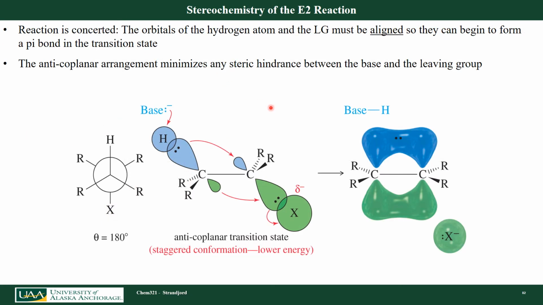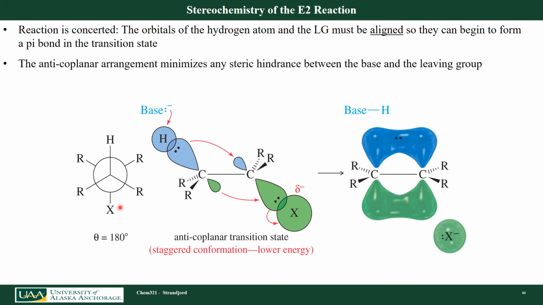Let's look at the antiperiplanar or anticoplanar arrangement for E2 reactions based on molecular orbital overlap theory. If I look at the bond between my carbon and my proton that is being abstracted by the base, that orbital overlap is opposite that of my orbital overlap between my carbon and my leaving group. This actually minimizes the steric hindrance between my leaving group and my base when they're in this arrangement. And it also starts to bring together these two inner parts of the orbital so that they can form the double bond.